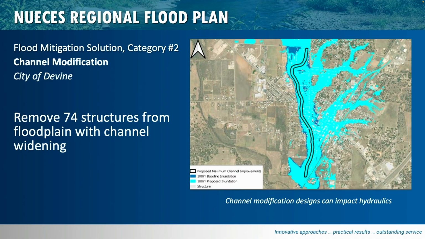Our second example is a project where modifications to the channel itself are occurring. The proposed improvements are to widen the channel, thus reducing the extents of the floodplain and removing 74 structures from the floodplain. When you widen the channel, that increases the cross-sectional area and lowers the water surface elevation. And when that happens, the velocity slows down and shear stresses get lower. Shear stress is the physical property of water that is responsible for moving the sediment, whether along the channel bottom or within the water column itself. So when the velocity and shear stress are reduced, that will lead to deposition of that sediment.